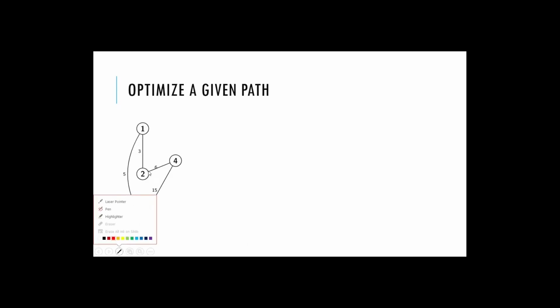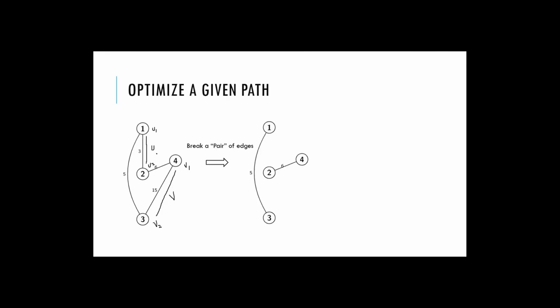Let's say we choose two edges in this Hamiltonian path. Let's call this edge U and let's call this edge V. And these vertices will be called U1, U2, and these two will be called V1, V2. While choosing these edges, we have to make sure that the two edges do not share a common vertex. Now we delete these two edges and we get two disconnected graphs. Now what we do is we join U1 with V1 and U2 with V2.